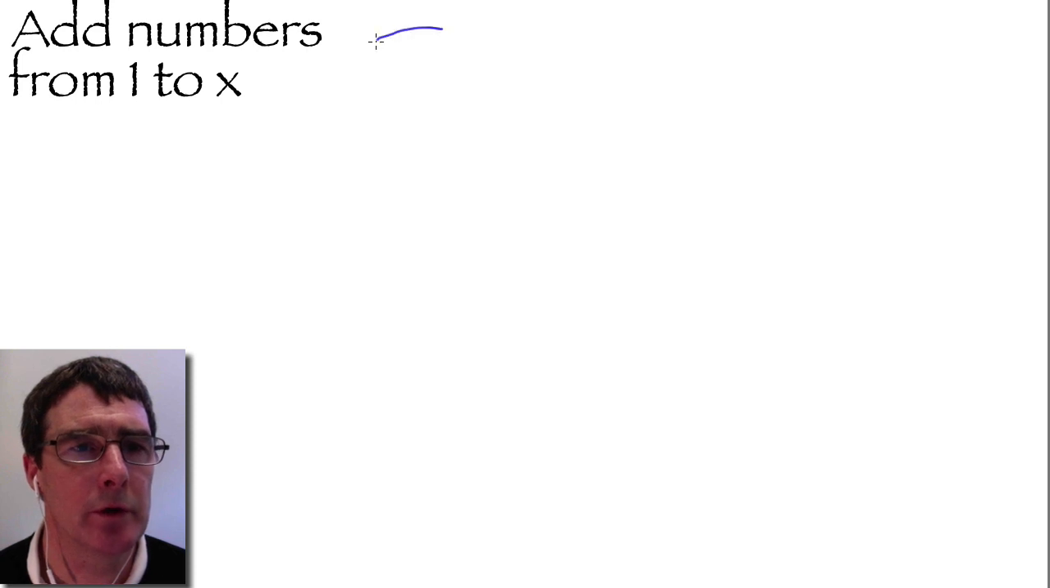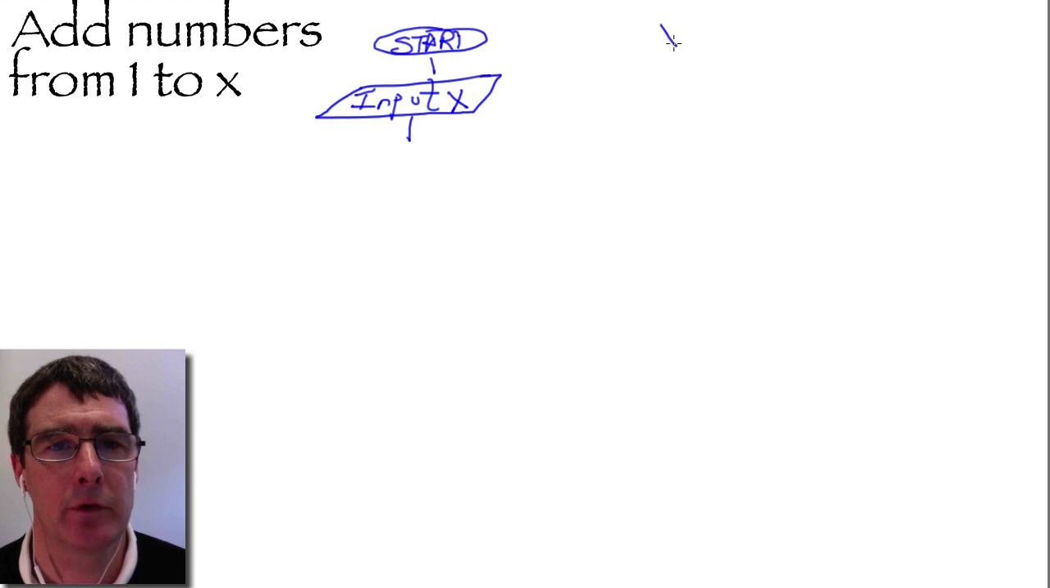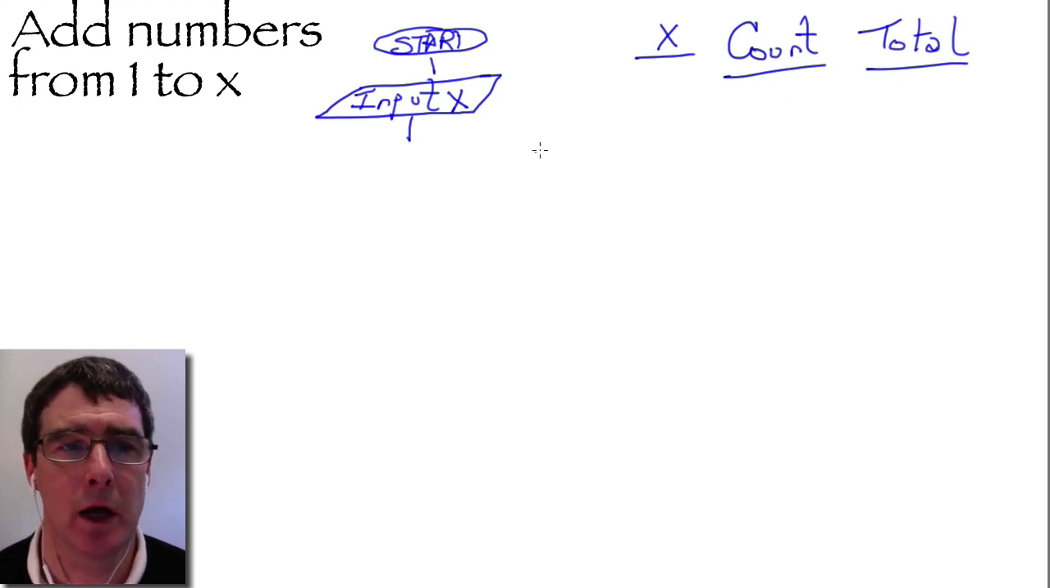And so let's suppose we'll start. And one of the first things we have to do is get x. So we'll use our trapezoid to get from the user the value of x, input x. And we know that we're going to have some variables, x, a variable count, and a variable total. Now count, if you recall from the previous slide, started at 1 and went up to 5. So let's just initialize count right now. So we'll say count equals 1.